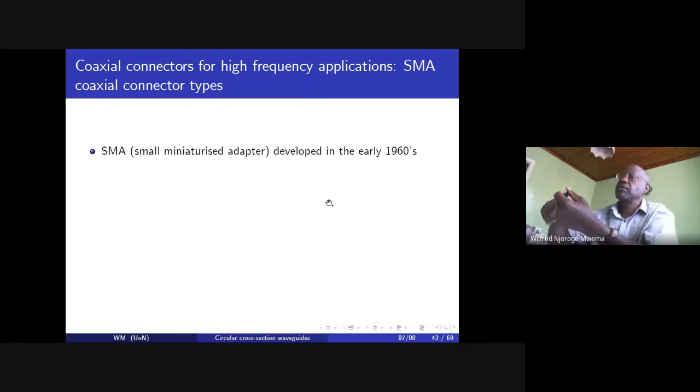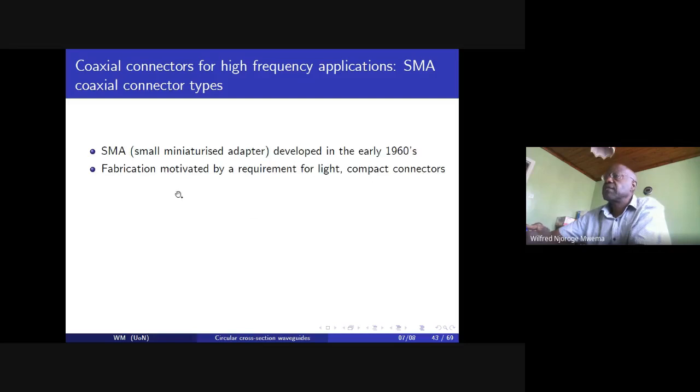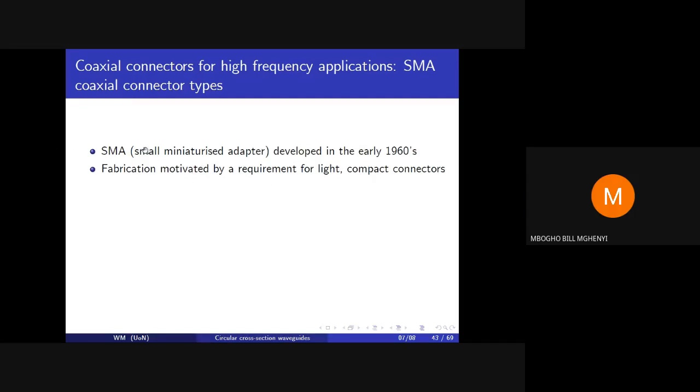The SMA is called the small sub-miniature, the sub-miniature type A adapter, developed in the early 1960s. This fabrication is motivated by the requirement for light and compact connectors. These are the ones you are most likely to encounter when you start doing fifth year.